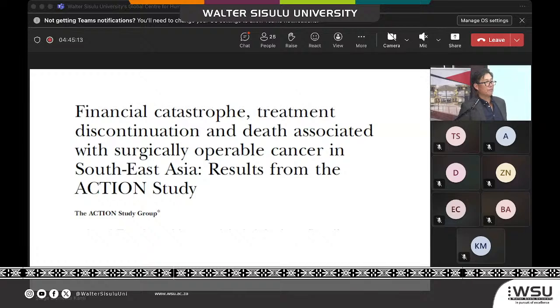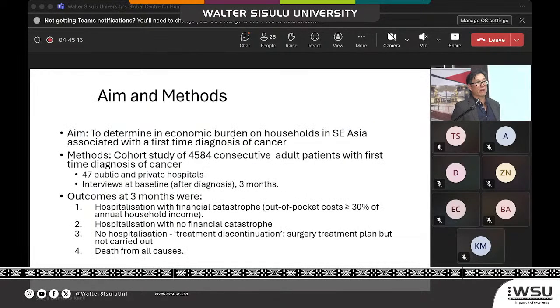The aim of the study was to determine the economic burden on households in Southeast Asia associated with the first-time diagnosis of cancer. This was a large study of about 9,000 patients, but the paper I'm reporting here was a sub-study of those patients who were indicated for surgery. This cohort was 4,584 consecutive adult patients with a first-time diagnosis of cancer who were indicated for surgery, across 47 hospitals, and we did interviews at baseline and at 3 months.